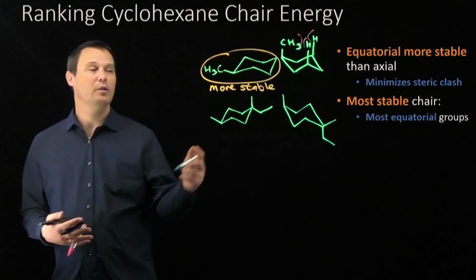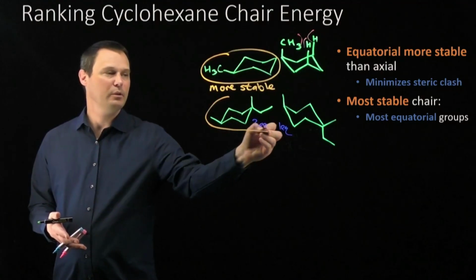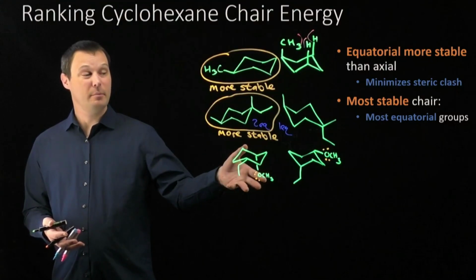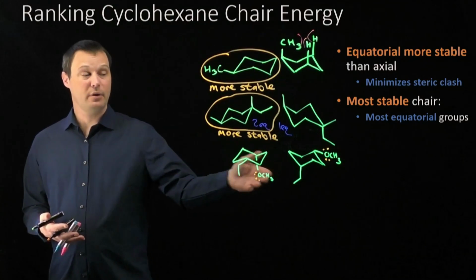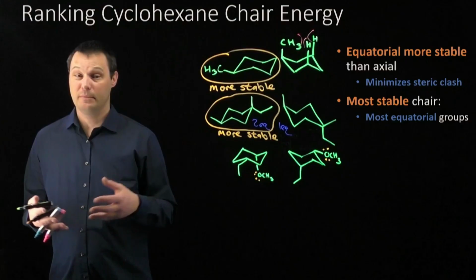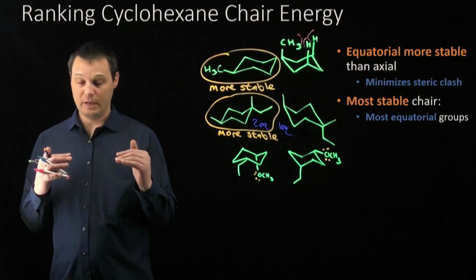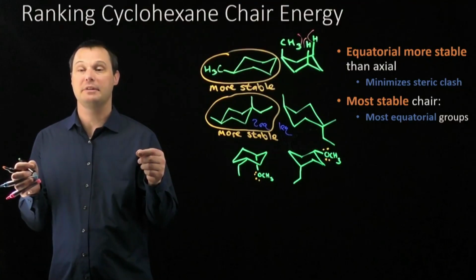So this is your default move. Count the number of equatorial groups. More groups equatorial equals the more stable chair conformation. But what if two chair structures have the same number of axial and equatorial groups? Sometimes, if the same kinds of groups are equatorial in both chair structures, the structures may just be equivalent in energy. That's an okay situation to be in. Neither chair structure is more stable or less stable relative to the other, and they're degenerate, same energy.